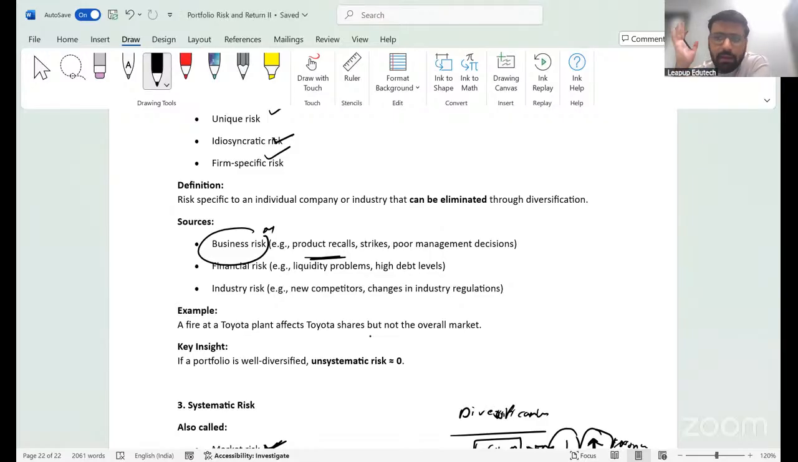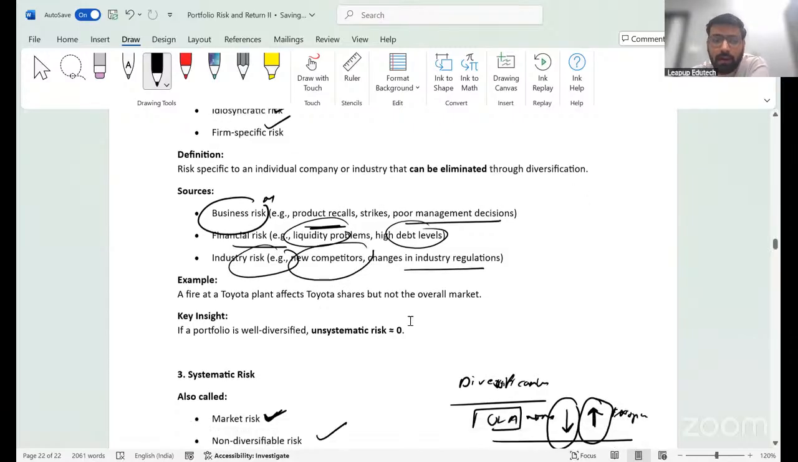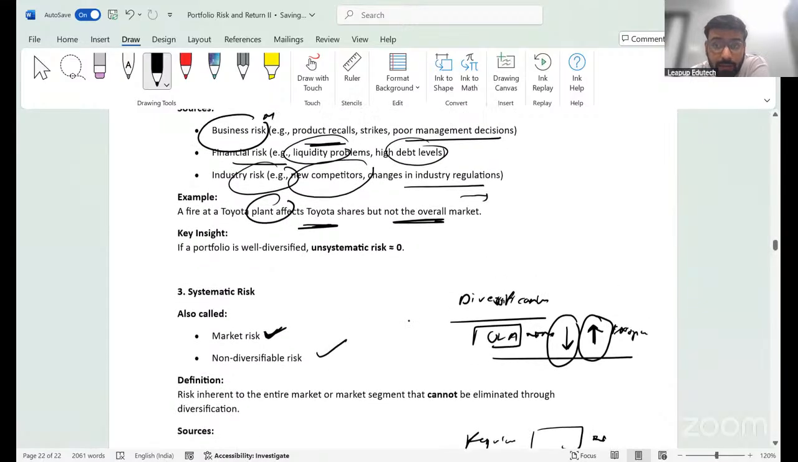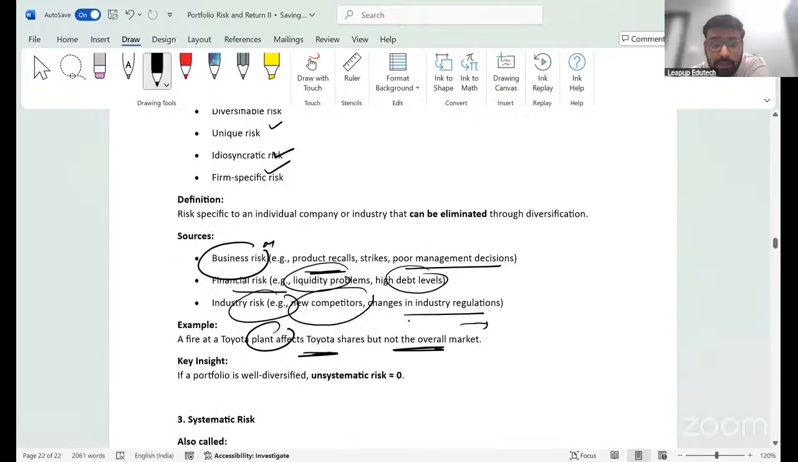If you guys remember BlackBerry, BBM, BlackBerry Messenger, and all of those things. So a huge chunk was recalled. That's a huge risk with respect to BlackBerry only. That didn't make smartphones as a market bad, right? Strikes, poor management decisions, all of these things. Financial risks are also there. Liquidity problems are there. Debts are very high. Industry risk: new competitors have come into the industry. There are changes in industry regulation and stuff like that. Right. A fire at a Toyota plant will affect Toyota shares only, but not the overall market, because it's a company specific risk. Right. And if you have a well diversified portfolio, that means unsystematic risk is zero.